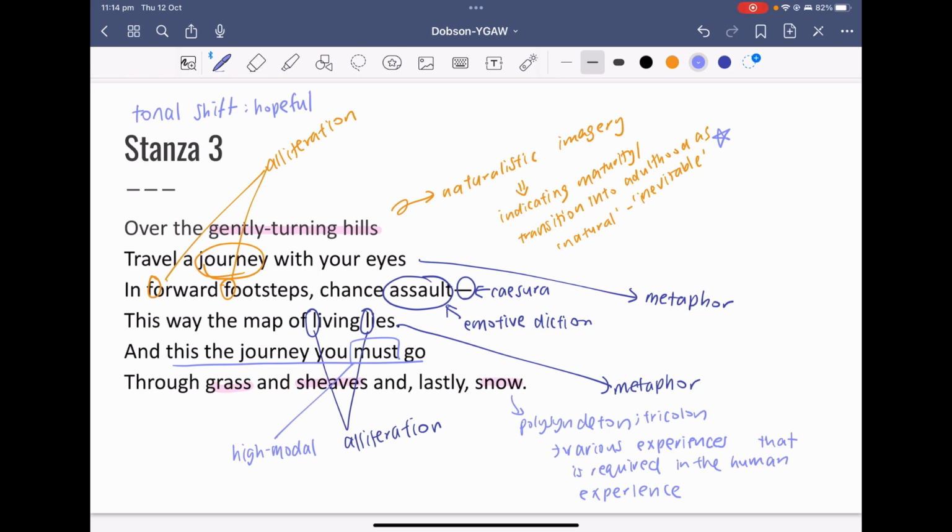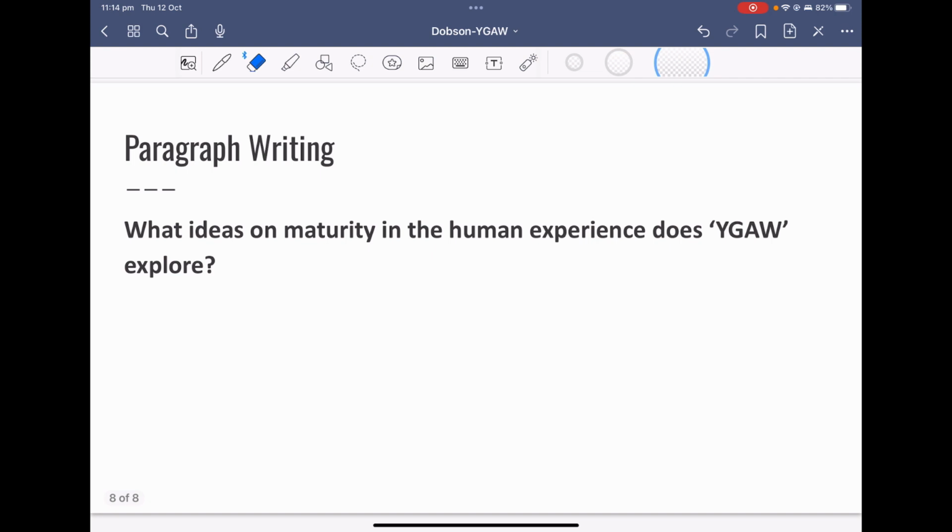So that is that. Now what you need to do is write a paragraph for me. What ideas of maturity in the human experience does Young Girl at a Window explore? Remember the components of paragraph writing. You need a topic sentence. You need maybe a context, but for now, let's just skip over that and do analysis 1, 2, 3, and 4, and a concluding sentence.